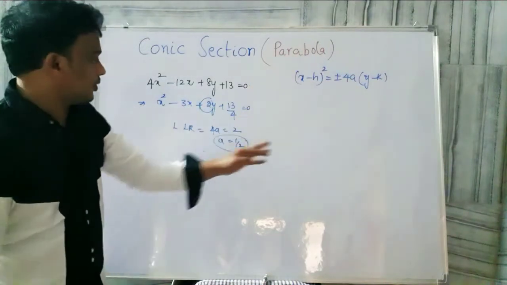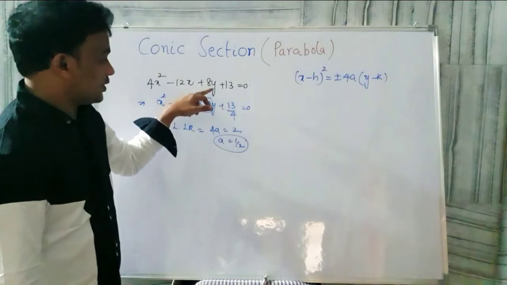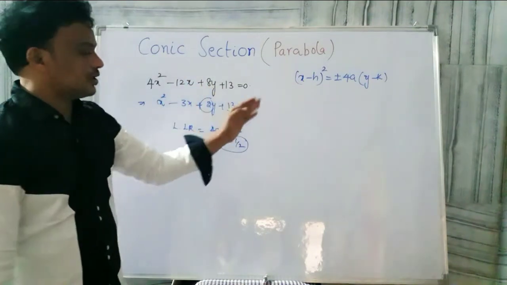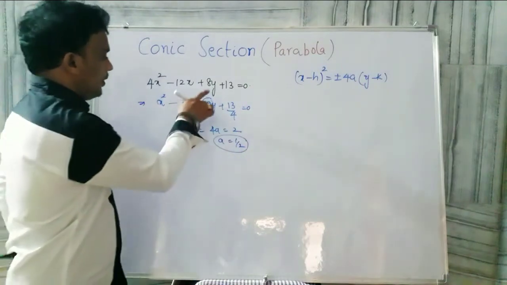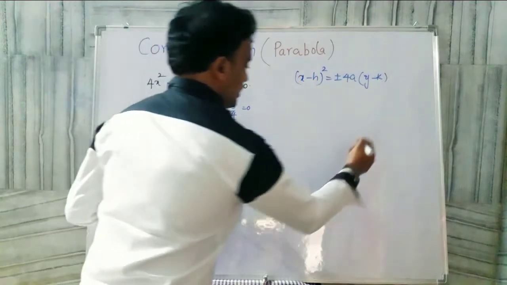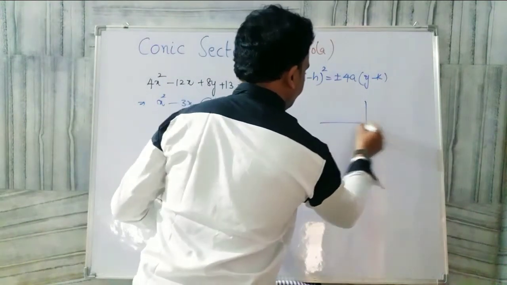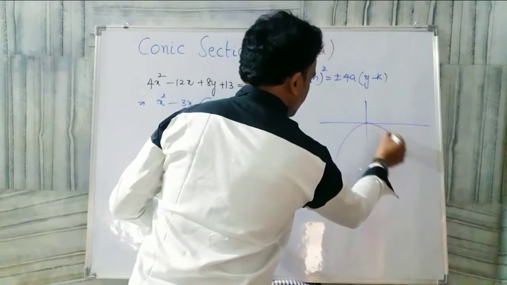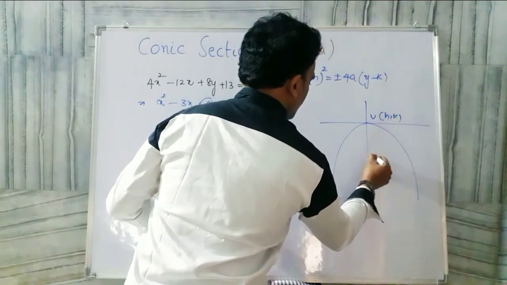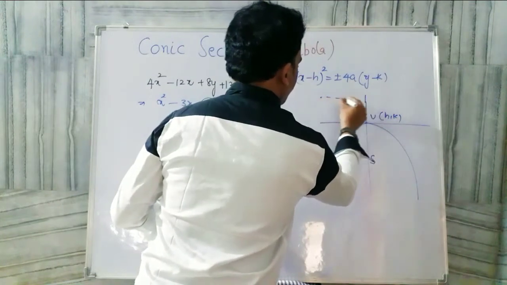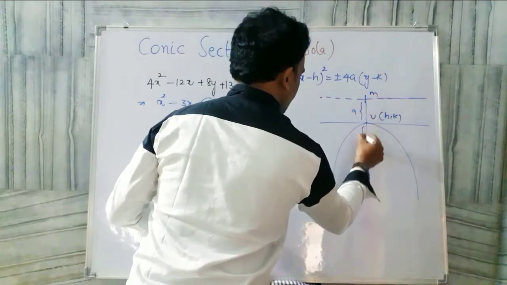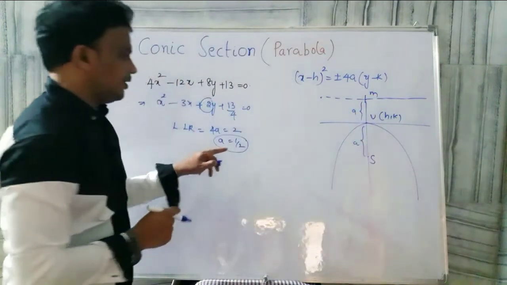In the before model I also said this: x coefficient negative, right side opened parabola; x coefficient positive, left side opened parabola; y coefficient positive, downward parabola. Here you can get the downward parabola like this. Here the vertex is h comma k, here is the focus, and here you will get the directrix. Here this is the point M, this length is a, the a value 1 by 2.